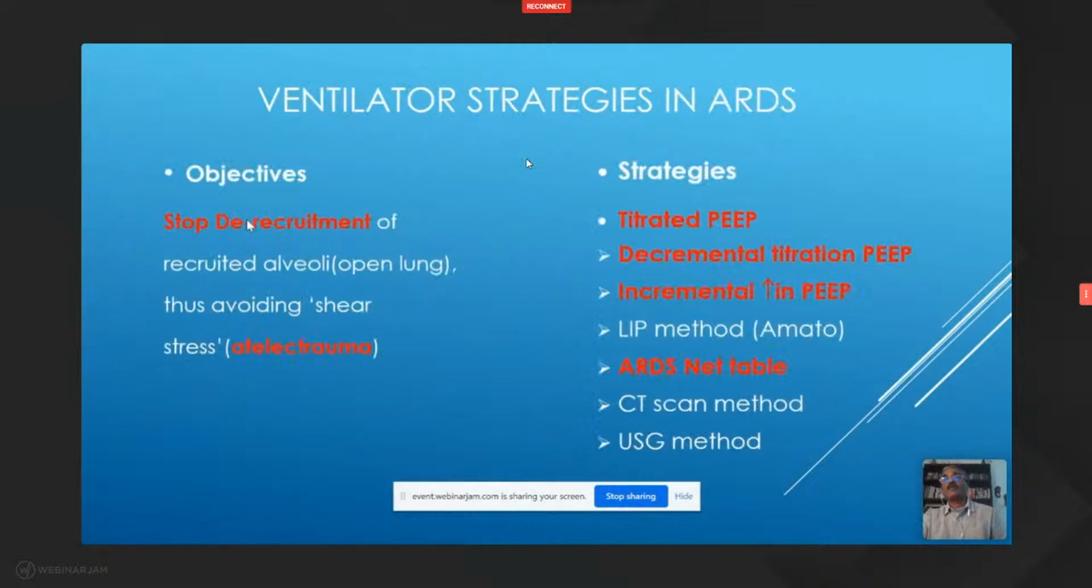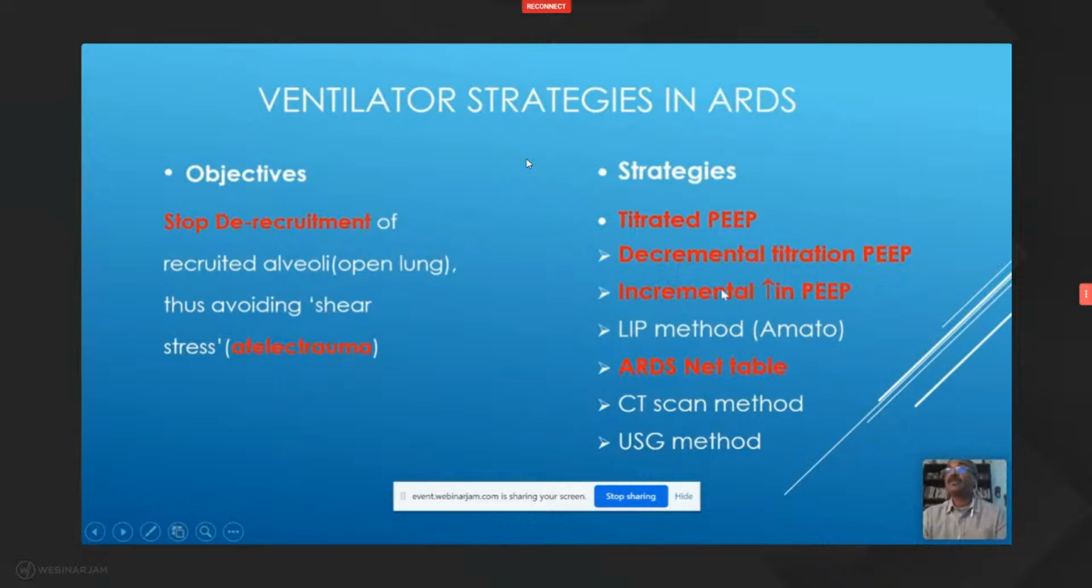To stop de-recruitment, you titrate the PEEP. Either one can use decremental PEEP or incremental PEEP. In the classic ARDS, I used to use more decremental titration of PEEP, which was considered better because that would titrate it better and de-recruitment would be reduced. But in this pandemic, I'm using more incremental PEEP because I'm not sure at the beginning of hypoxia when I'm intubating which type it is, the L type or the S type or somewhere in between. If I start with a decremental PEEP of a high PEEP, I could cause barotrauma.